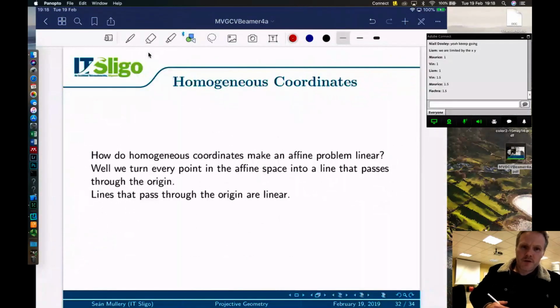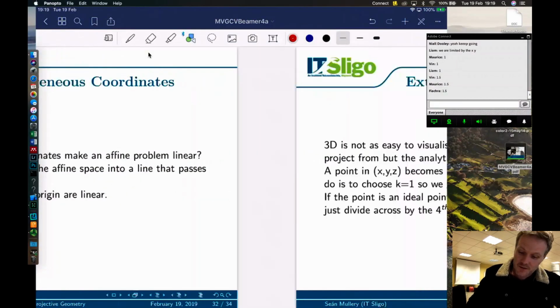Okay, so how do homogeneous coordinates make an affine problem linear? Well, we turn every point in the affine space into a line that passes through the origin, and now the lines that pass through the origin are linear. So that's that problem solved. Okay, so that's how that happens.